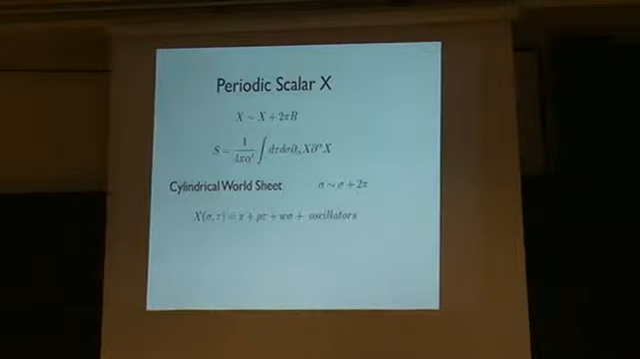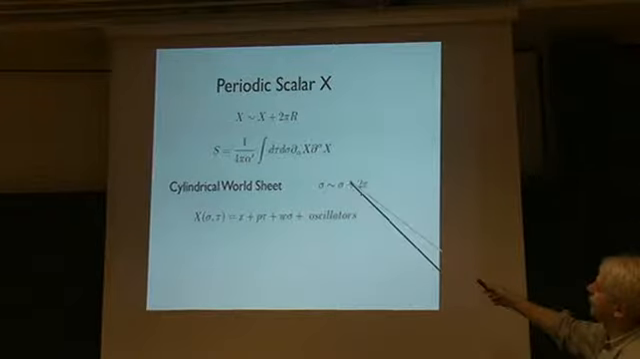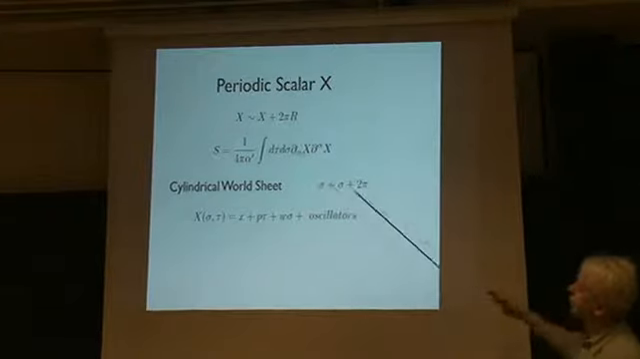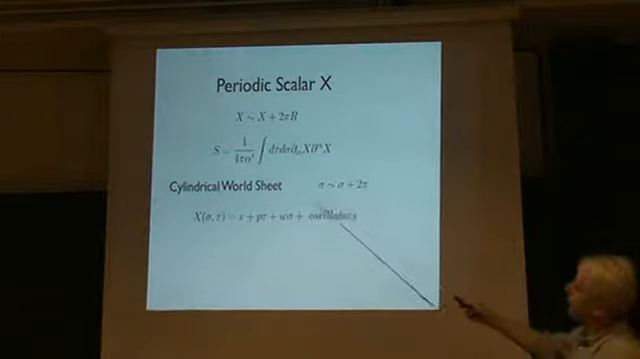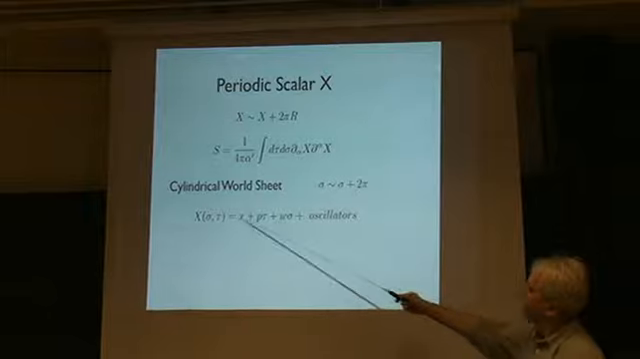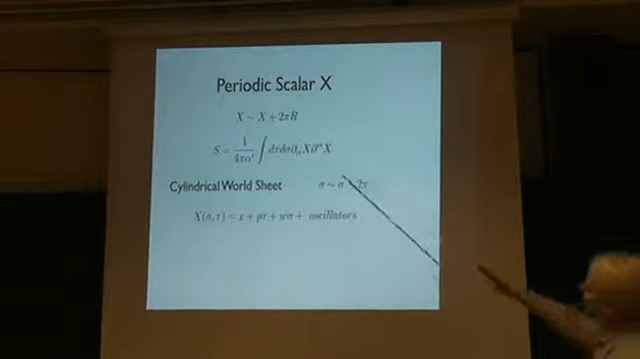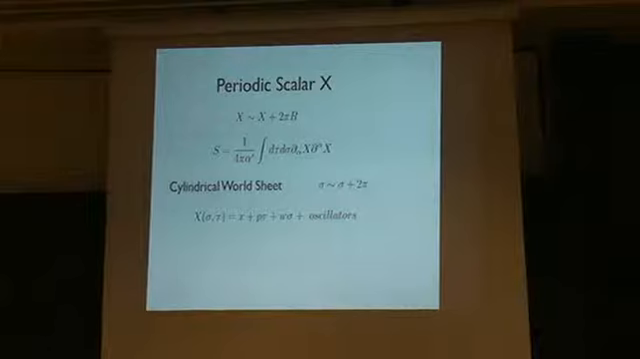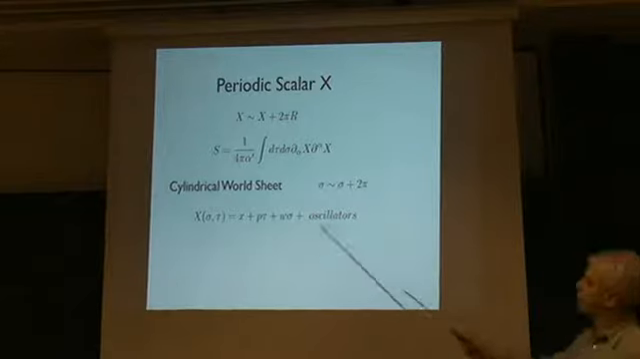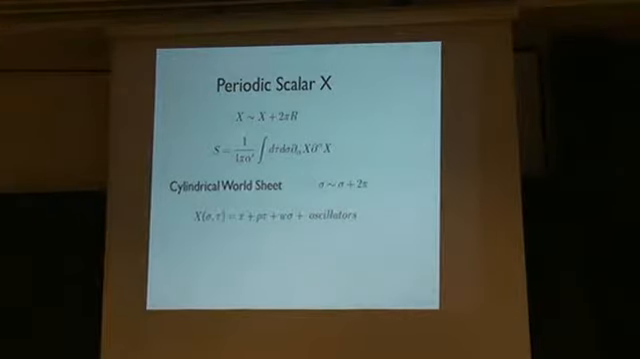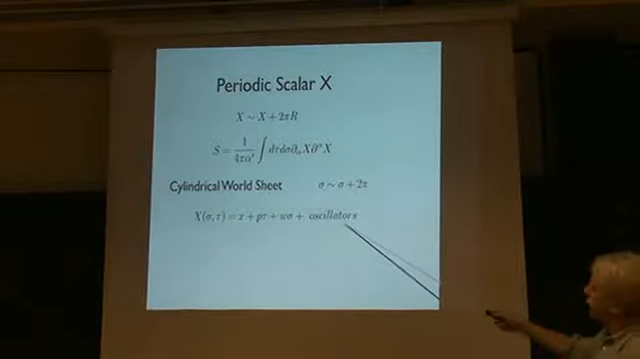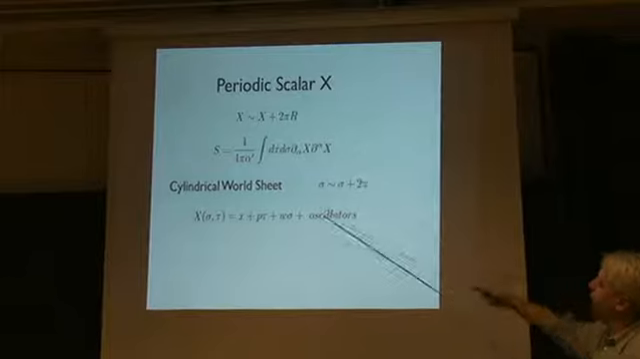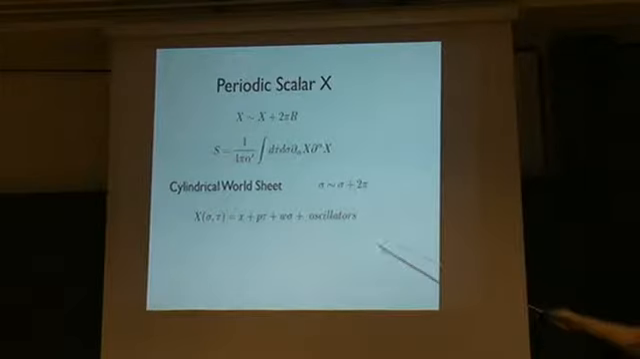In the free theory, the two decouple. I'll think about a cylindrical world sheet, so sigma is periodic with period 2 pi. If we expand out x of sigma and tau, this will satisfy a free two-dimensional wave equation. It's got some pieces linear in the coordinates, plus an infinite set of oscillators coming from the Fourier expansion of x in sigma. I'll write these out explicitly on the next slide.